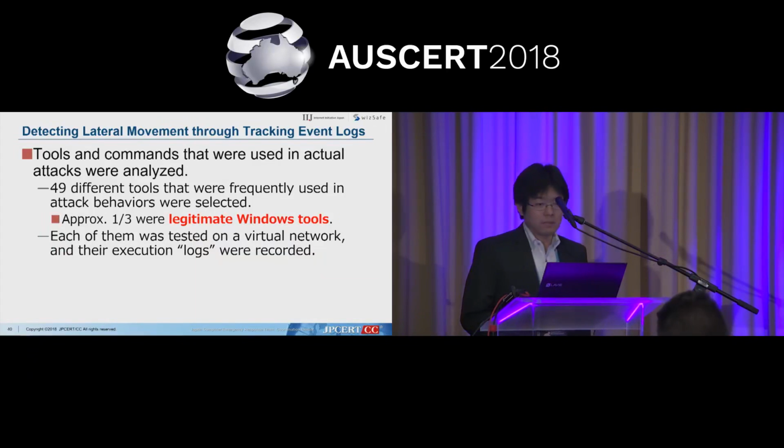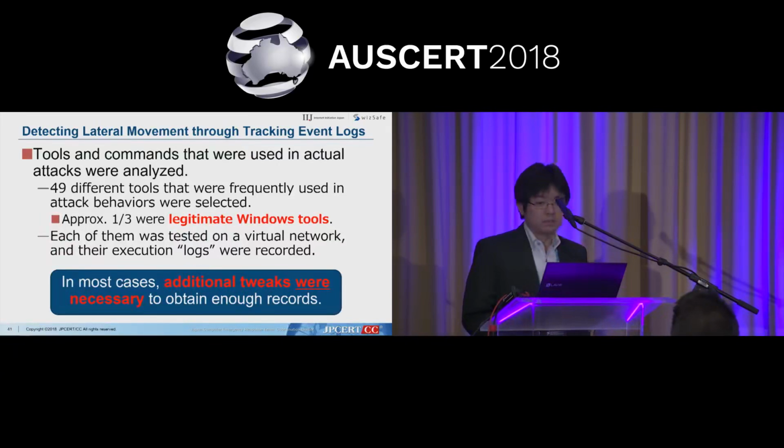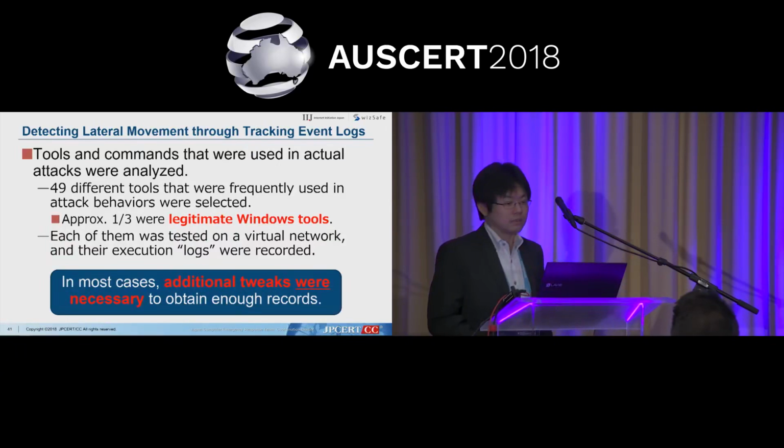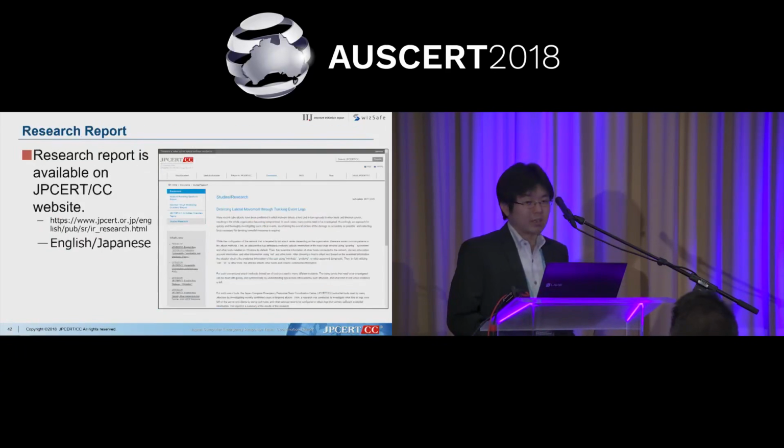The result of the analysis is that, in most cases, additional tweaks were necessary on Windows to obtain enough records. We put them together and published it as a research report. It's on the JPCERT/CC website, and I'm going to put the URL at the very end of this presentation, so you can take a look. We studied this in Japanese, but it's in English also, so you can all read it.